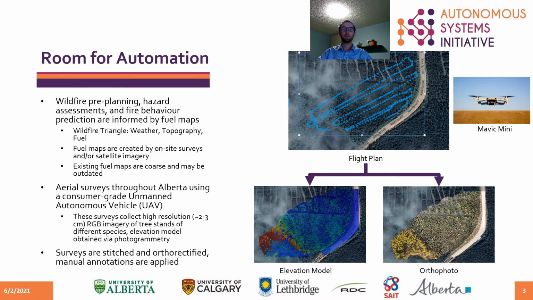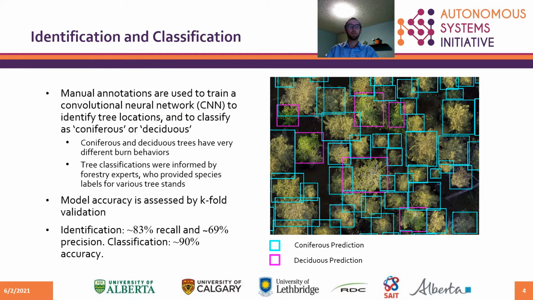Next, our surveys are stitched and orthorectified, and manual annotations of each tree were applied, so boxing each tree. These annotations, and there are about 5,000 trees, were then used to train a neural network to identify and classify trees. The classification of trees as coniferous or deciduous is an important property in fire spread models. Coniferous trees are of higher concern as they can dictate fire behavior.